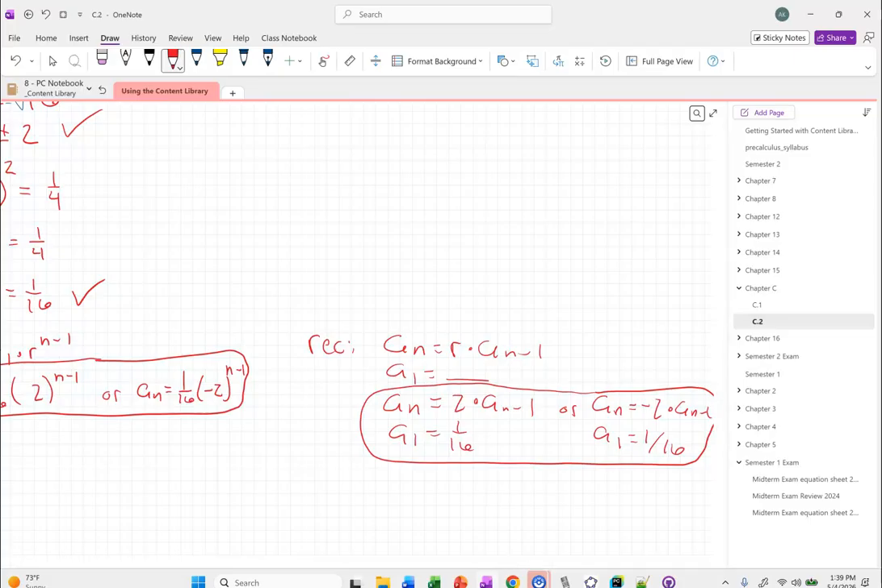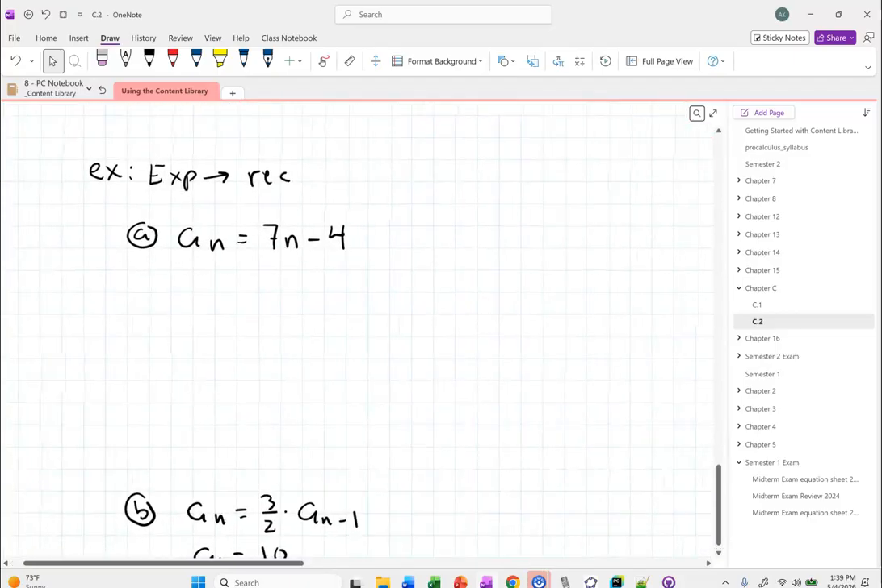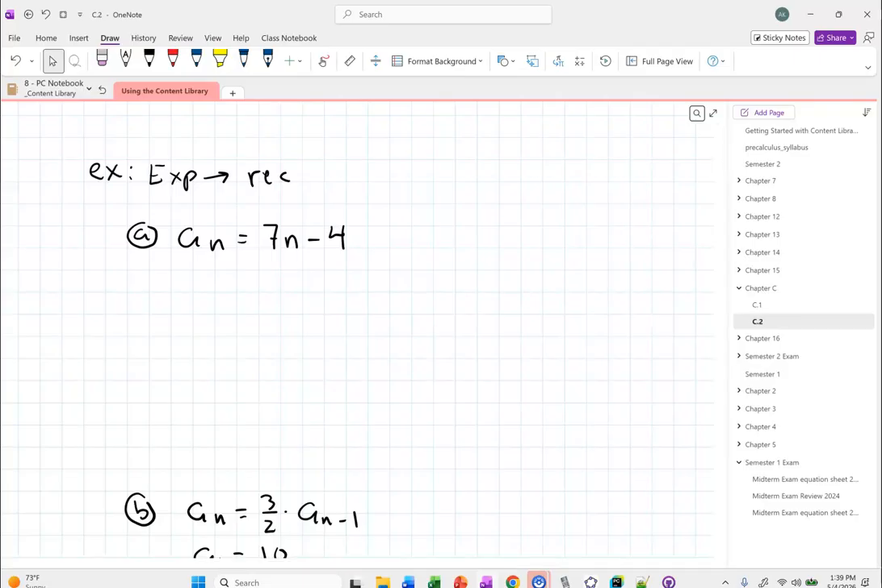Is everybody okay with what we did there? That's probably the hardest version of building a sequence, is going to be that kind of question, right? The last thing I want to do is talk about how we can go from explicit to recursive, or recursive back to explicit. Everybody's okay with that plan?